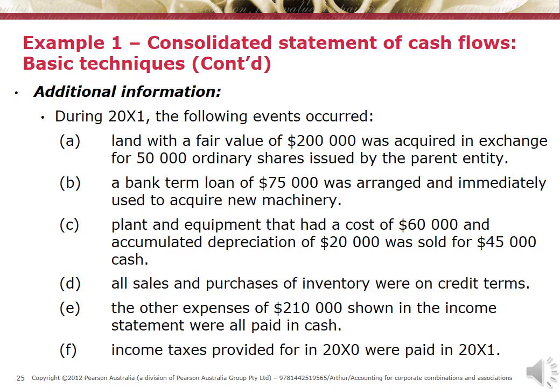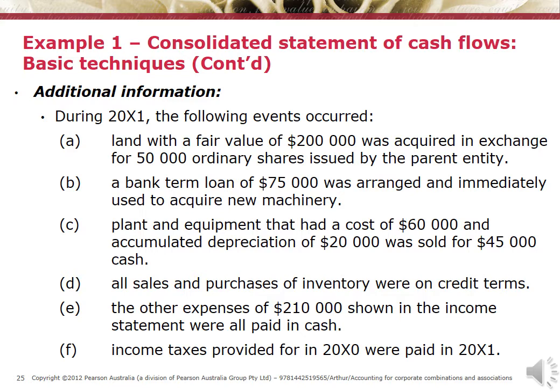And also in F it says income tax provided for the 2010 year were paid in 2011. So in the 2010 year on slide 23 it says that the income tax payable was $90,000. That would be the amount that was actually paid in 2011. So that's the figure we will use there. Nice and easy, don't need to worry about deferred tax assets and liabilities in this question.